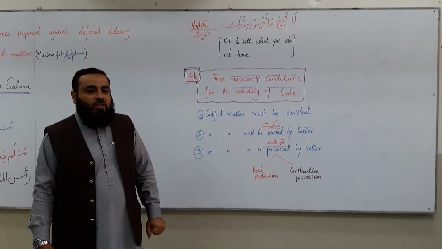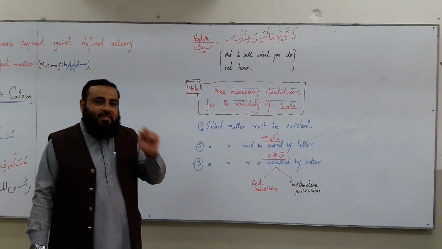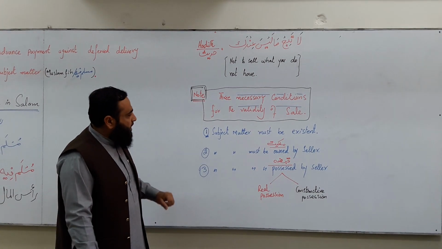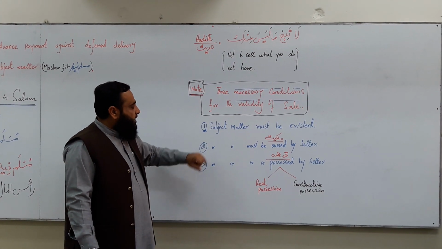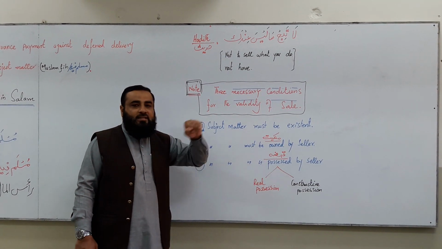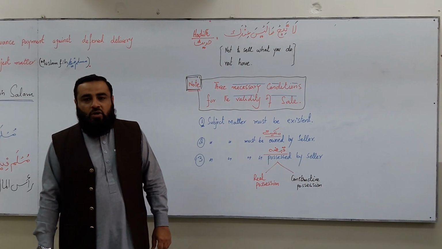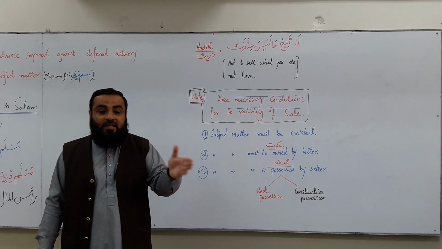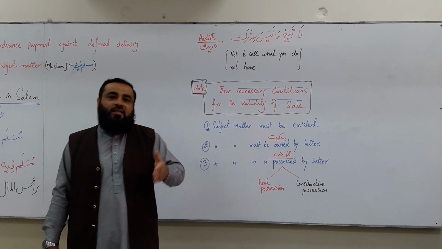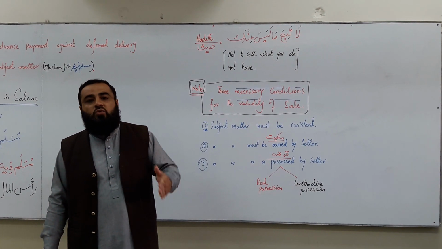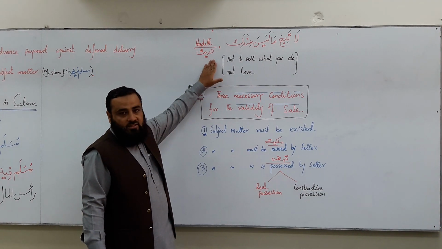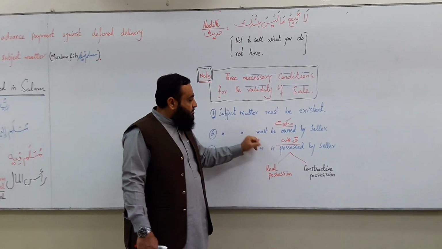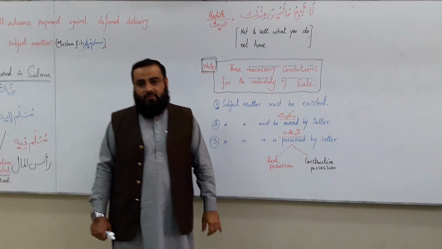Because we know that for the validity of a sale contract, there are three necessary conditions. What are those three necessary conditions? First, the subject matter must be existent. If you are going to sell something, that thing must be existing. If the thing is not in existence, then you are not allowed to sell it in the light of this hadith. The second, the subject matter must be owned by the seller.